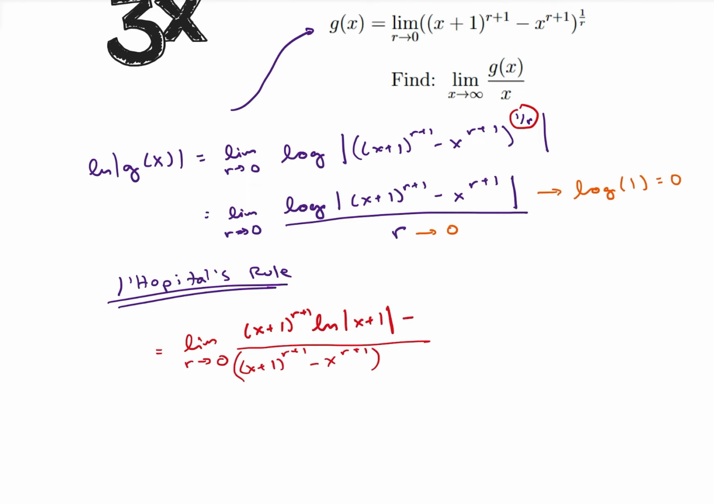We're going to have that minus x^(r+1) times the log of x by itself. So that was the derivative of the top. And we're going to multiply that by 1 over the derivative of the bottom. The derivative of the bottom here is going to be 1. So now we have a little bit of a different expression here.